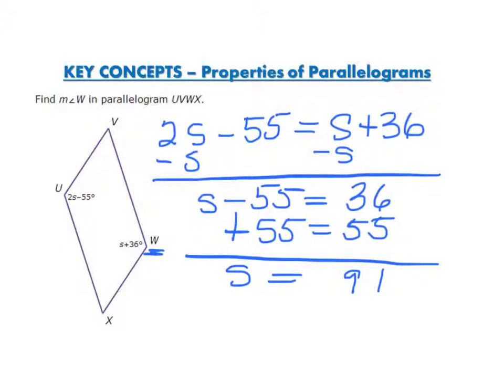So to find the measurement of angle W, I add 36 and 91, which gives me 127 degrees. So the measurement of angle W in that parallelogram is 127 degrees.